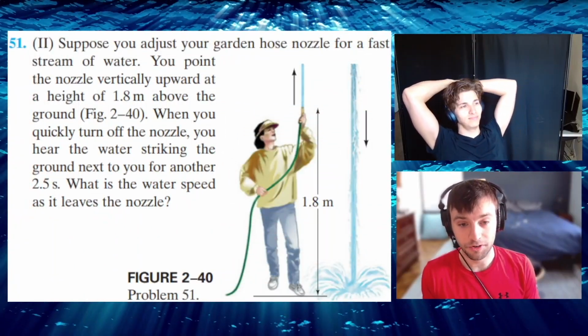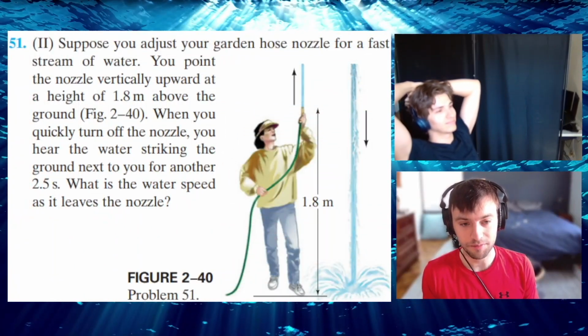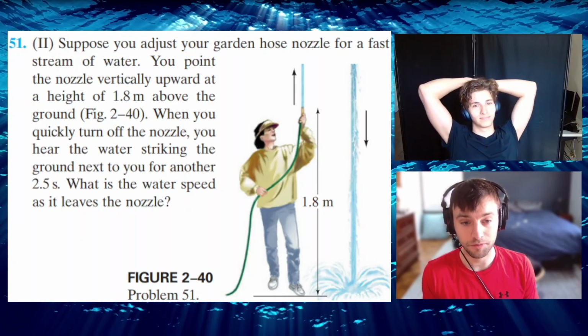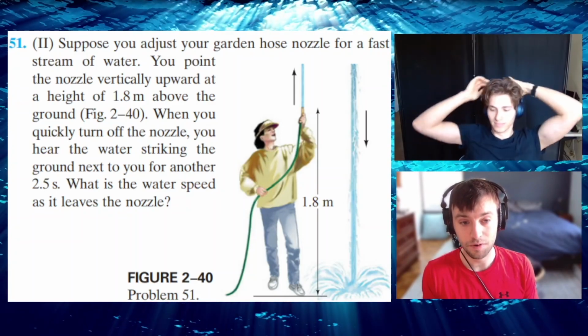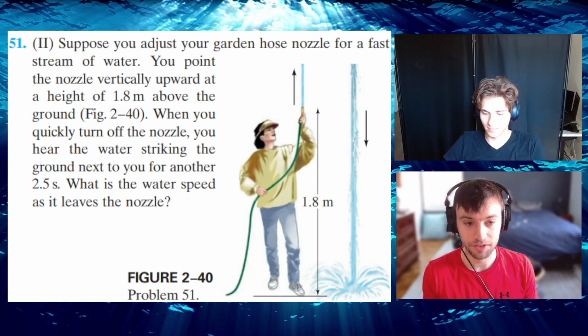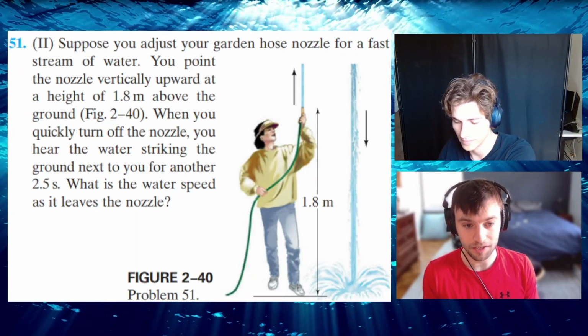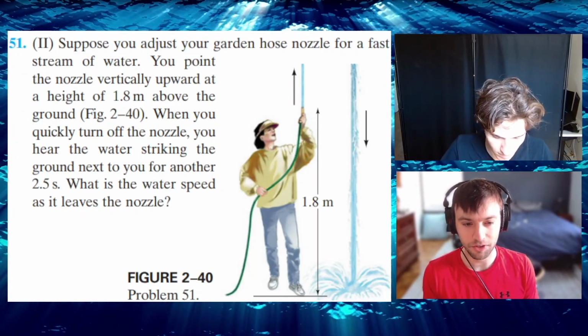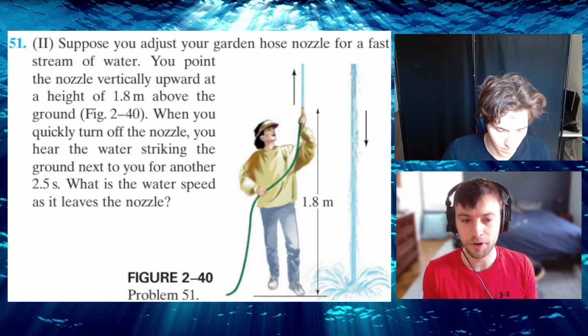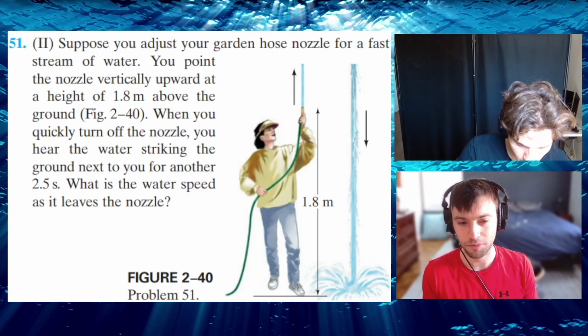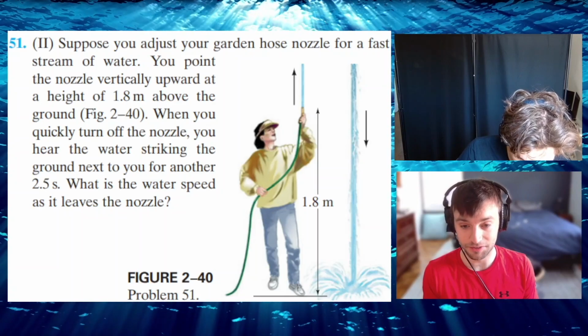Suppose you adjust your garden hose nozzle for a fast stream of water. You point the nozzle vertically upward at the height of 1.8 meters above the ground. When you quickly turn off the nozzle, you hear the water striking the ground next to you for another 2.5 seconds. What is the water speed as it leaves the nozzle?